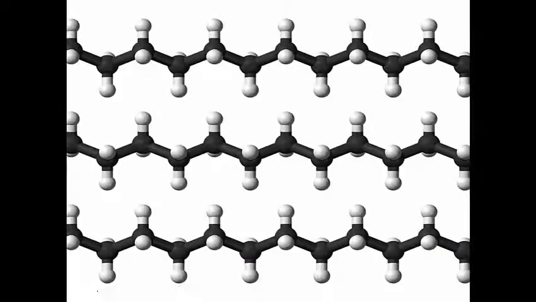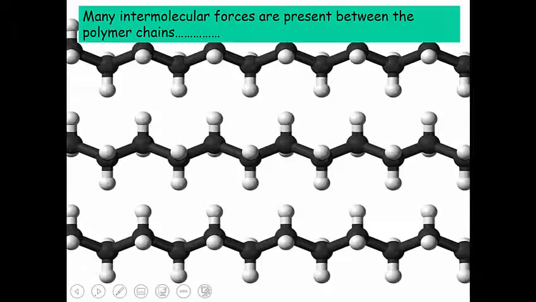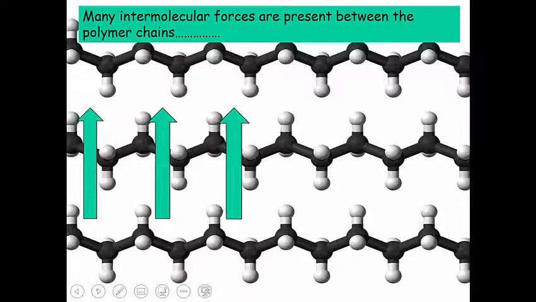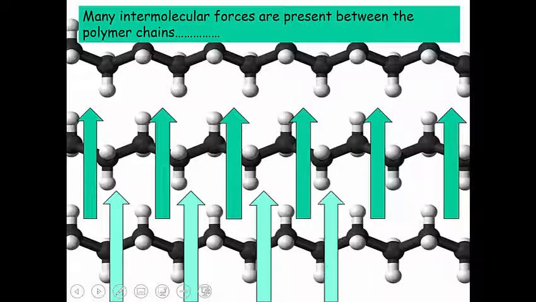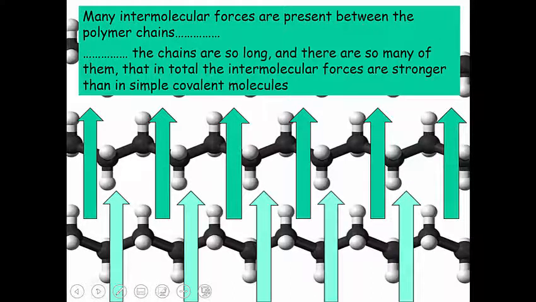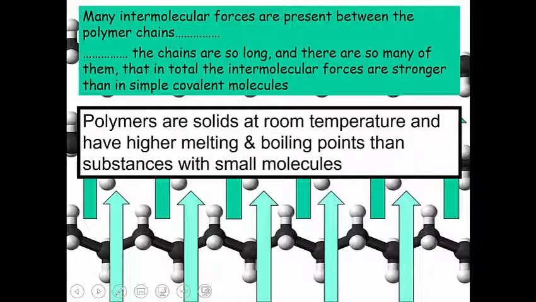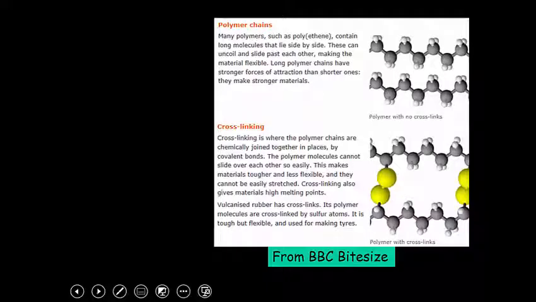Okay, so here we have some nice long polymer chains. There are many intermolecular forces present between the polymer chains. With these arrows we can see those representing all those forces that are acting. Because the chains are long, we get lots of forces. So the intermolecular forces are much stronger than if we had a simple covalent molecule. Polymers are solids at room temperature and have higher melting and boiling points than their monomers.